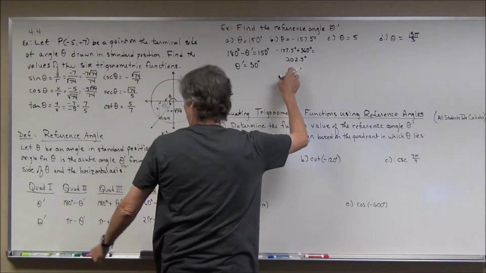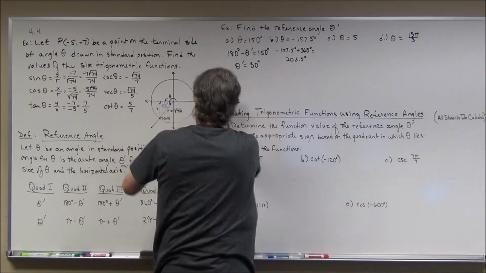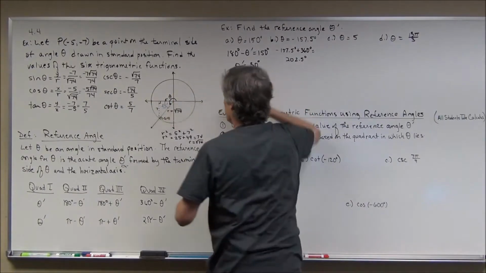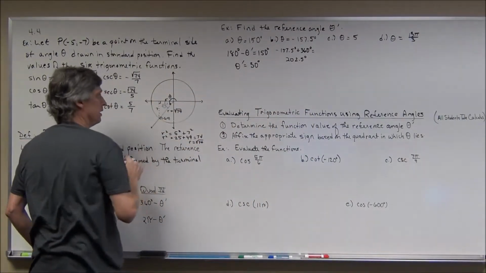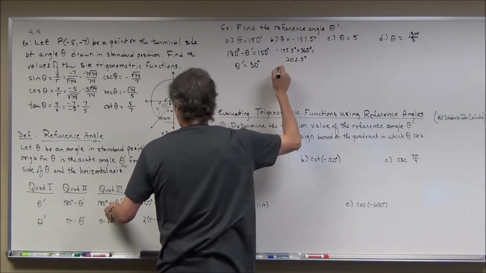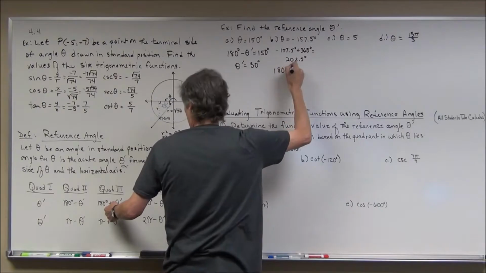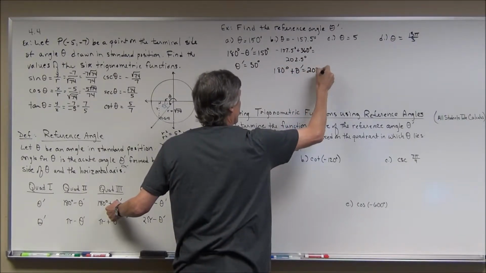So in this case, I'm in the third quadrant. This is between 180 and 270, right? 0, 90, 180, 270. So I am going to use this relationship. I'm going to say that 180 degrees plus my reference angle is going to be equal to the 202.5 degrees.